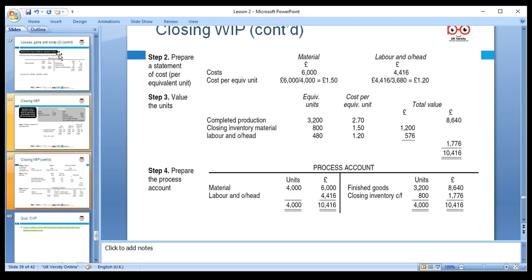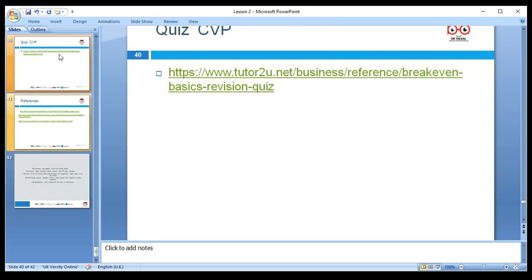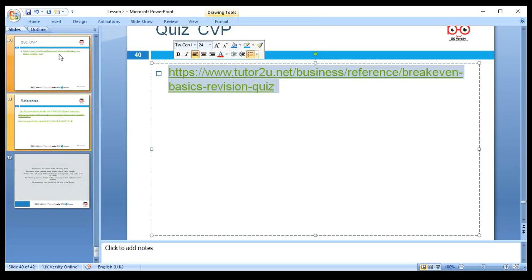Yes, guys, that's the way we can prepare the process account. Step 2, prepare the statement of cost and cost equivalent. Equivalent means how many units we actually make and sell, the work in progress we have, and that goes in, and for the finished goods and the work in progress, we can calculate the separate cost. Which we'll refer to in the next lesson as well. If you have a question, you can ask, please.